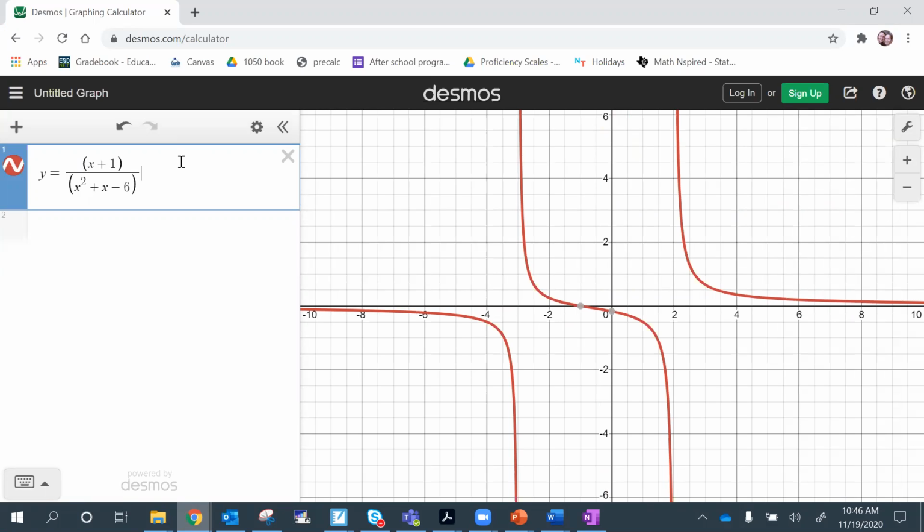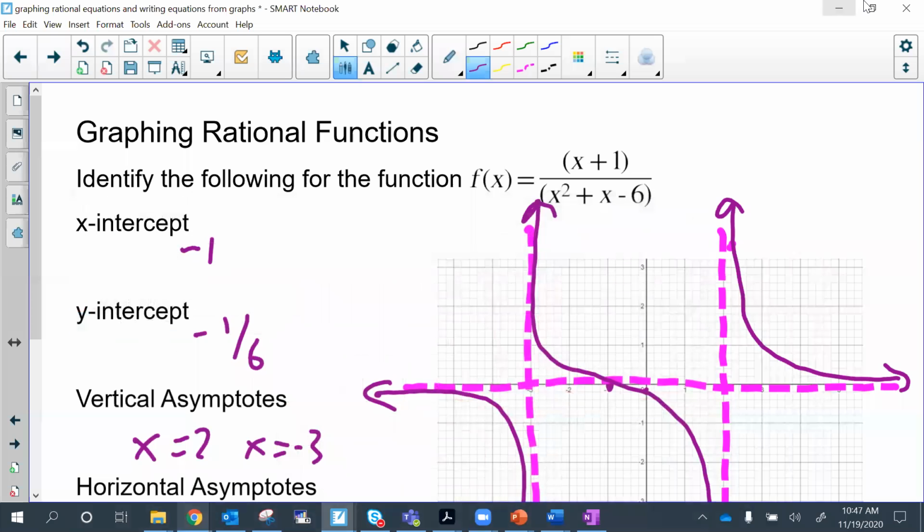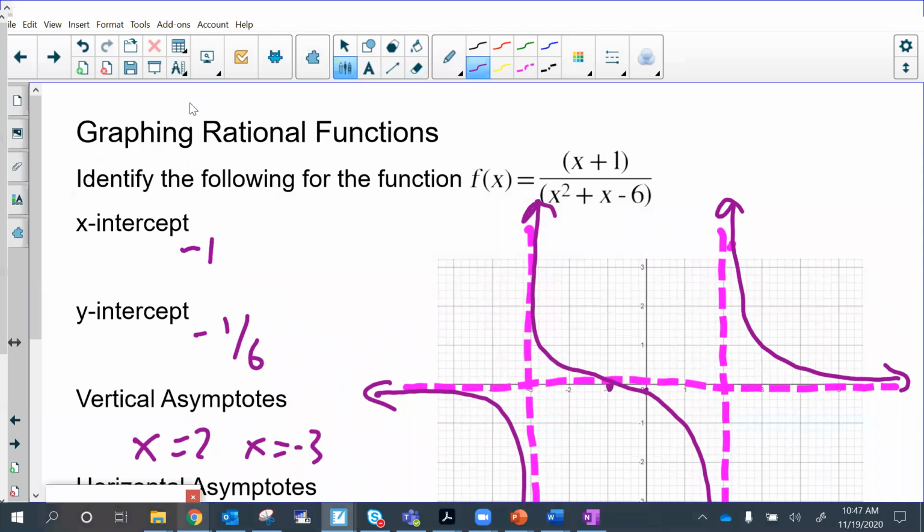And here we go. This is what Desmos gave us. You can see an x-intercept at -1, a y-intercept at -0.16, that's -1/6. And then you can see there's a vertical asymptote at 2 and at -3, and then there's a horizontal asymptote at 0. And so guys, you did it. Pretty cool, right? Do you have any questions on that?